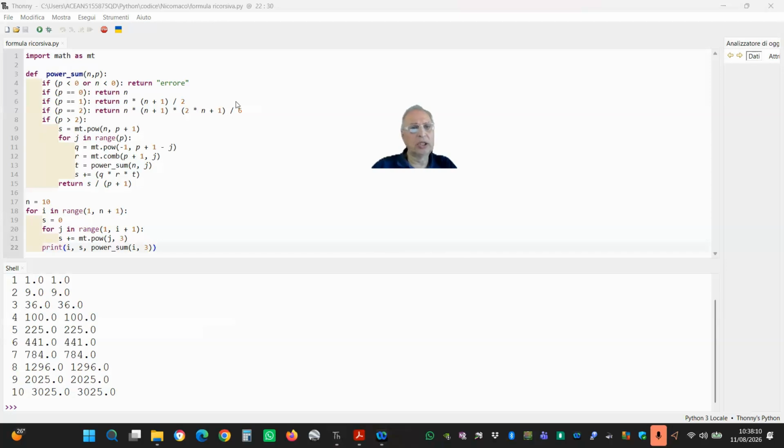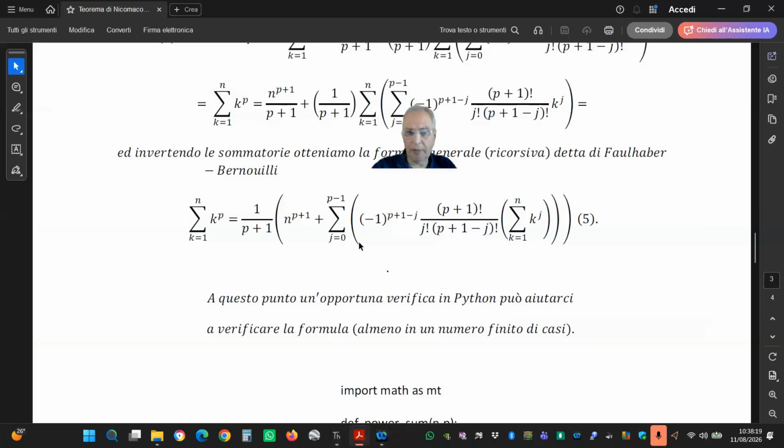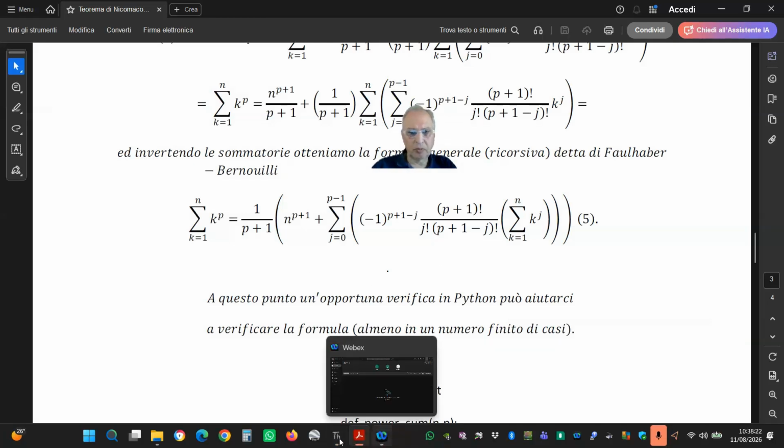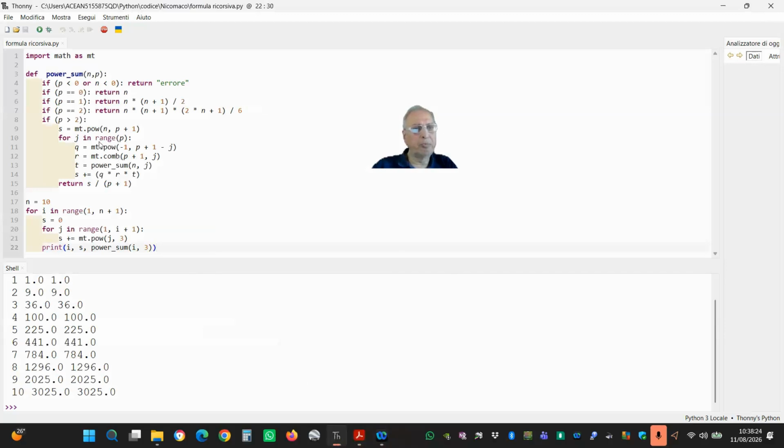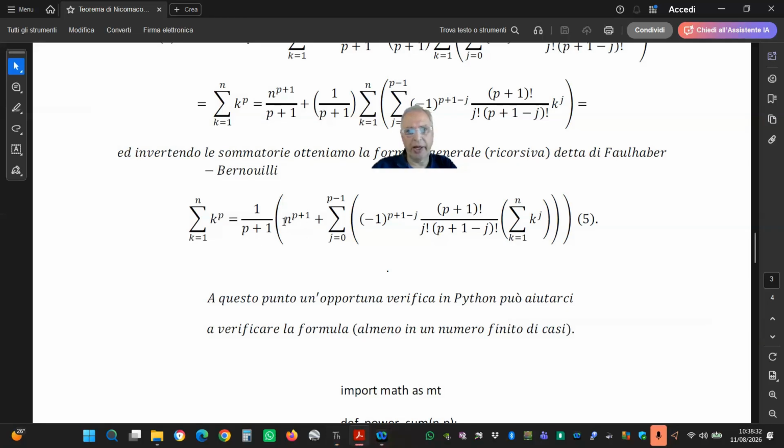With p equal to 1, we have the Gauss sum, and so I set the result equal to the Gauss sum. With p equal to 2, we have that previous result that we tested during the course of the video, in the initial part of the video. With p greater than 2, we must use this recursive formula, this one, okay? And so we calculate it.